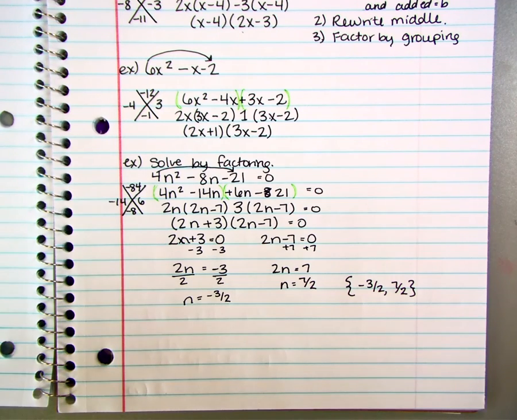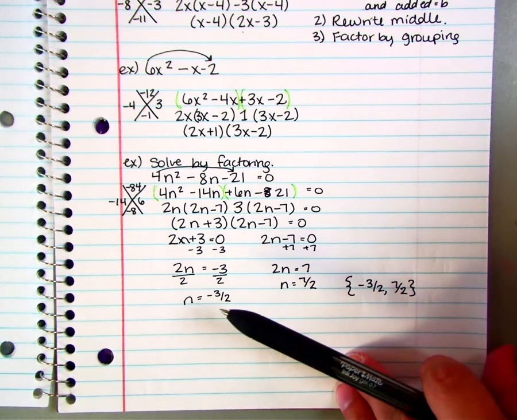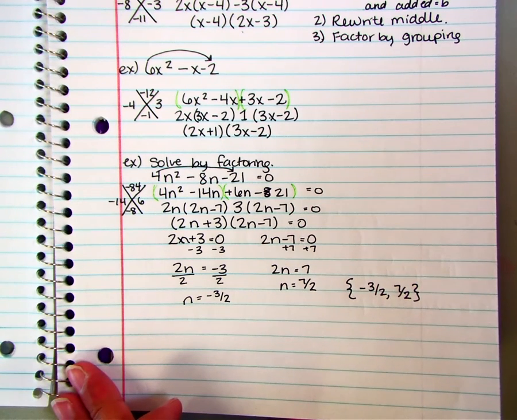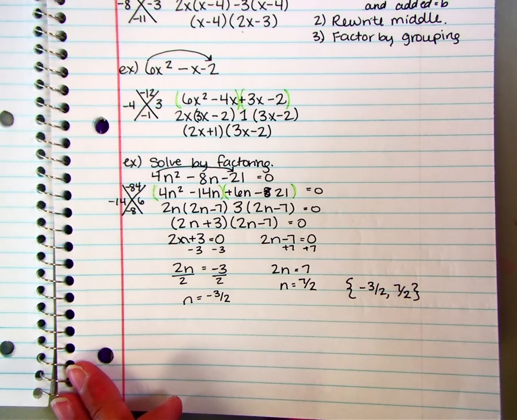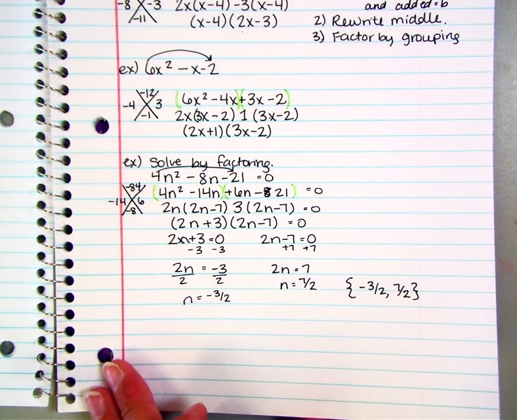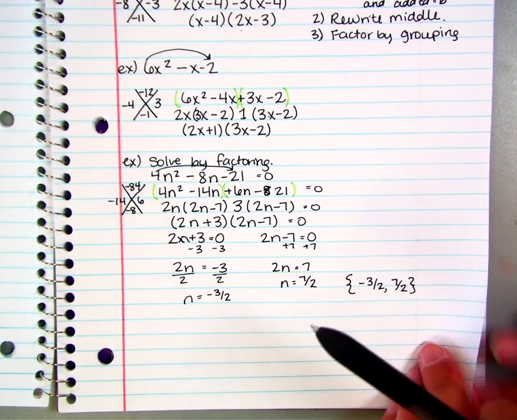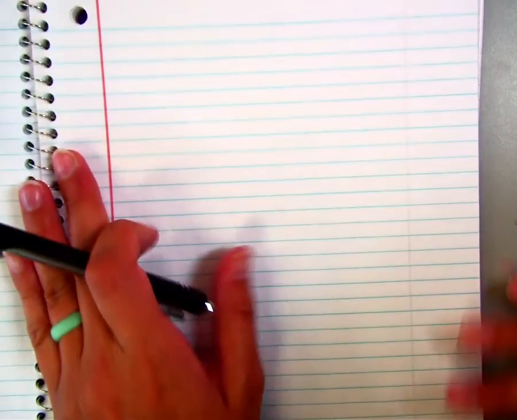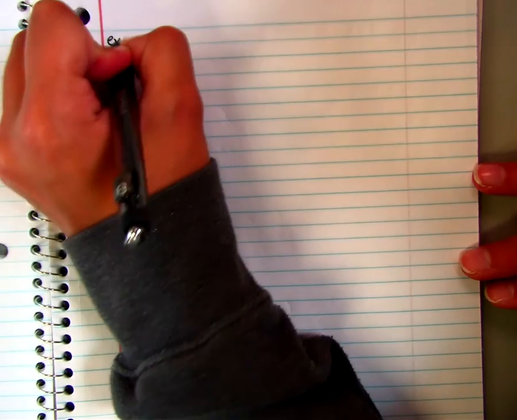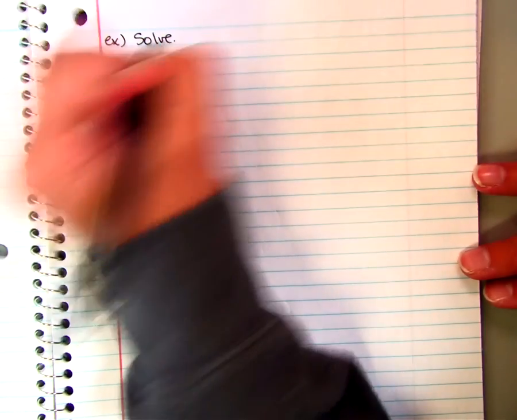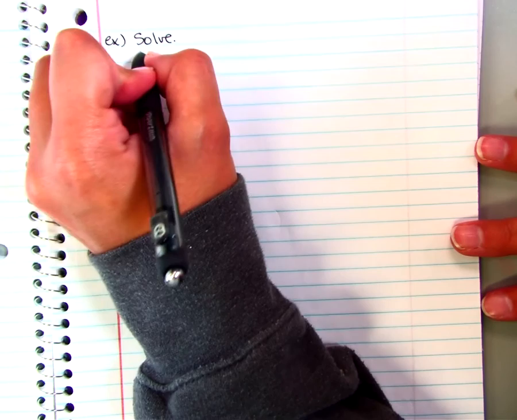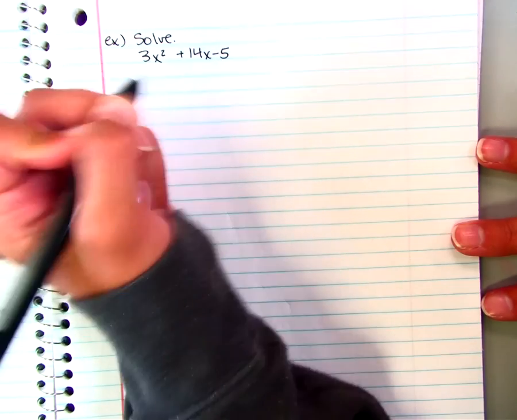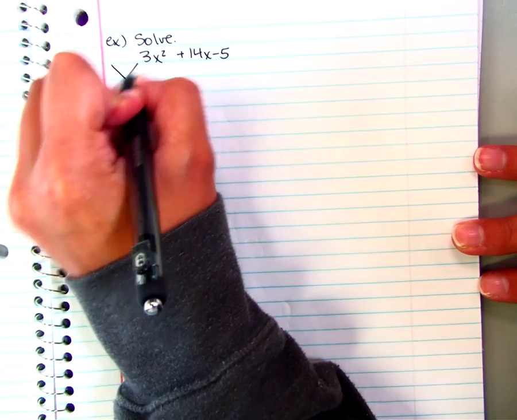So I want to do one more, maybe 2. We'll do one more solving, and then we'll do one with a mixed GCF. All right, so I have another one. So we will solve, and we'll do 3x squared plus 14x minus 5. Draw our x off to the side.